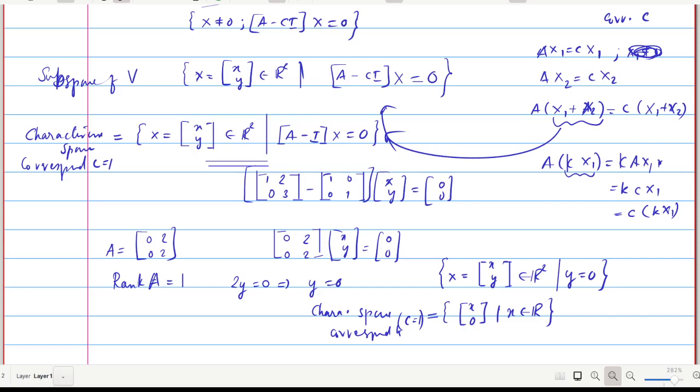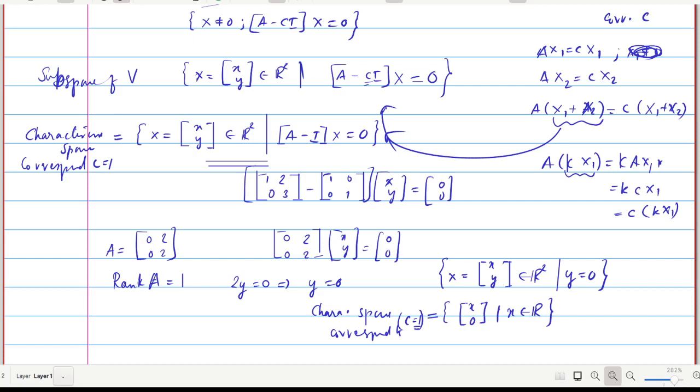So there are so many characteristic vectors. Any non-zero element from this set will be a characteristic vector corresponding to c equal to 1. In a similar way, you can find the characteristic space corresponding to c equal to 3 by replacing this c by 3.